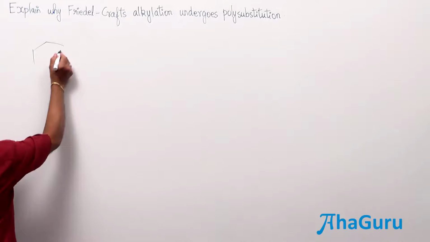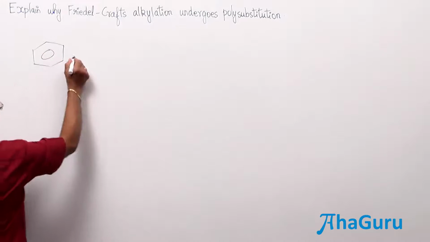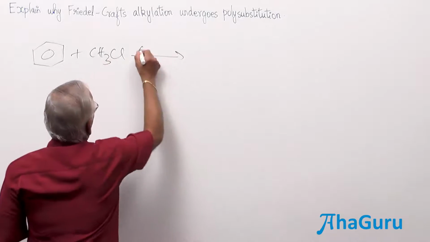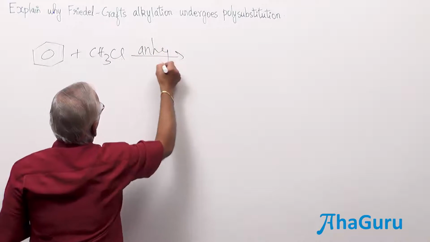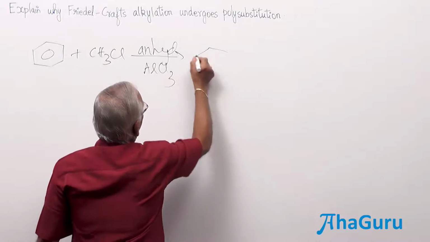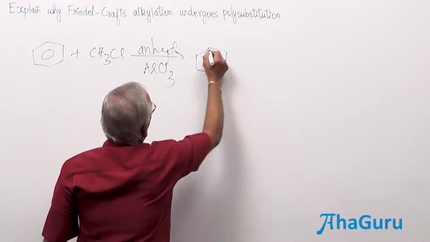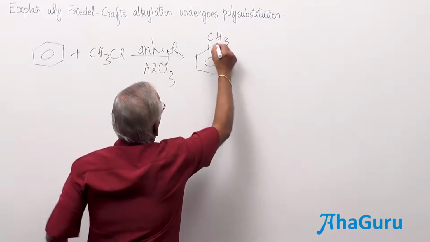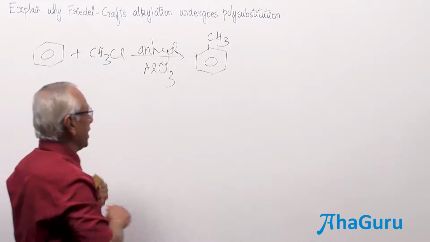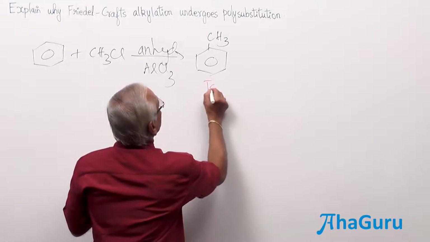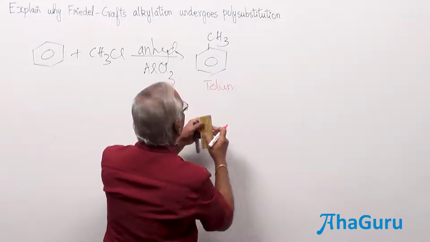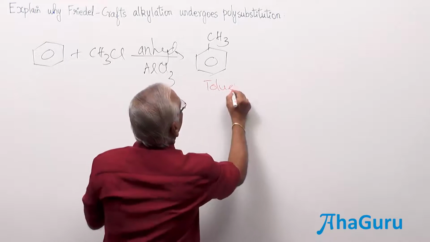Now, we take benzene. When this is reacted with methyl chloride in the presence of anhydrous AlCl3, the product is going to be methyl benzene. We know methyl benzene is also known as toluene. This is a commercial name, and toluene is also an accepted IUPAC name.